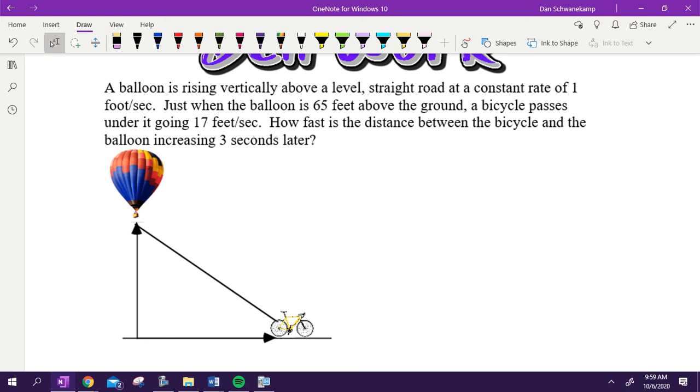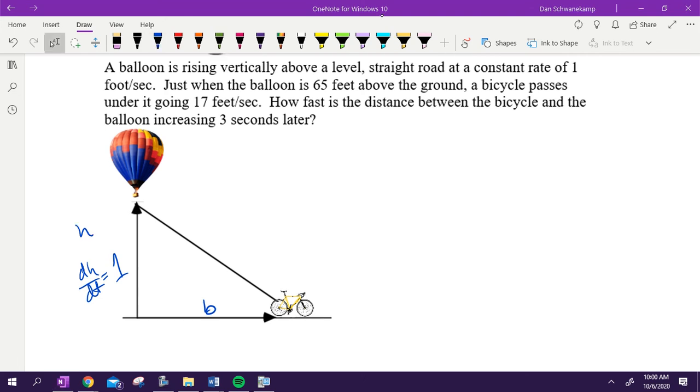So, let's label some stuff. The balloon is rising vertically at a constant rate of 1 foot per second. So, we're going to call that h. Everybody okay with me saying h? So, this is h over here. dh over dt is going to be 1. The bicycle, I'm going to call this b, just standing for bicycle. The bicycle is going under at 17 feet per second. So the change in bicycle over time, positive 17 or negative 17? Positive. It's getting further away from the balloon. This is a positive 1 because it's getting further off the ground.